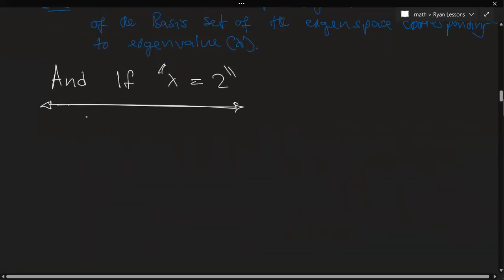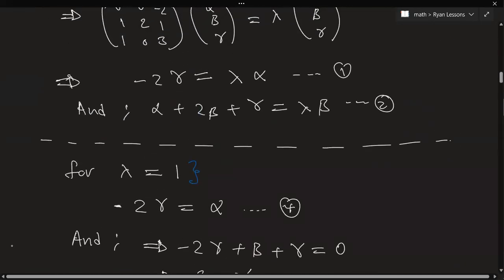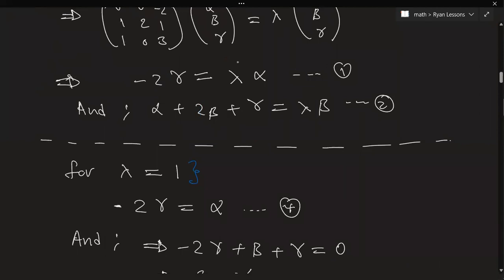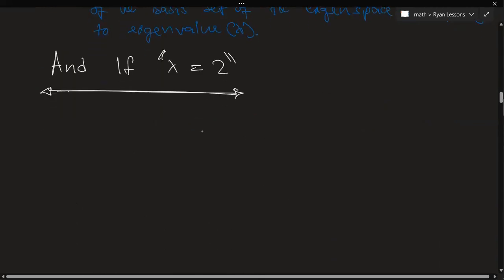So if lambda is equal to 2, let's see what changes we'll have. So here, do you see that we'll put 2? So the 2's will cancel. So we'll have negative gamma is equal to alpha.